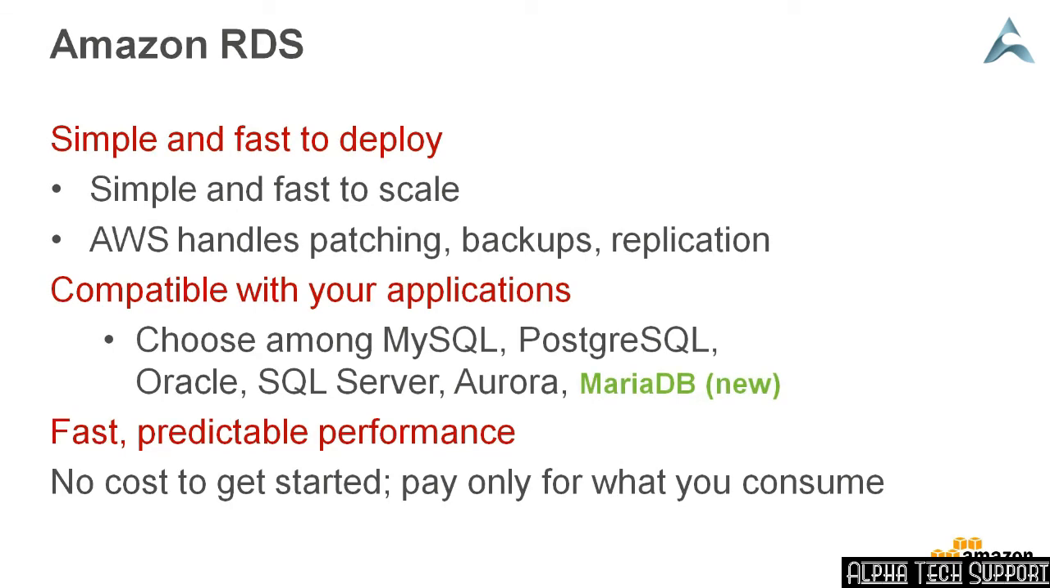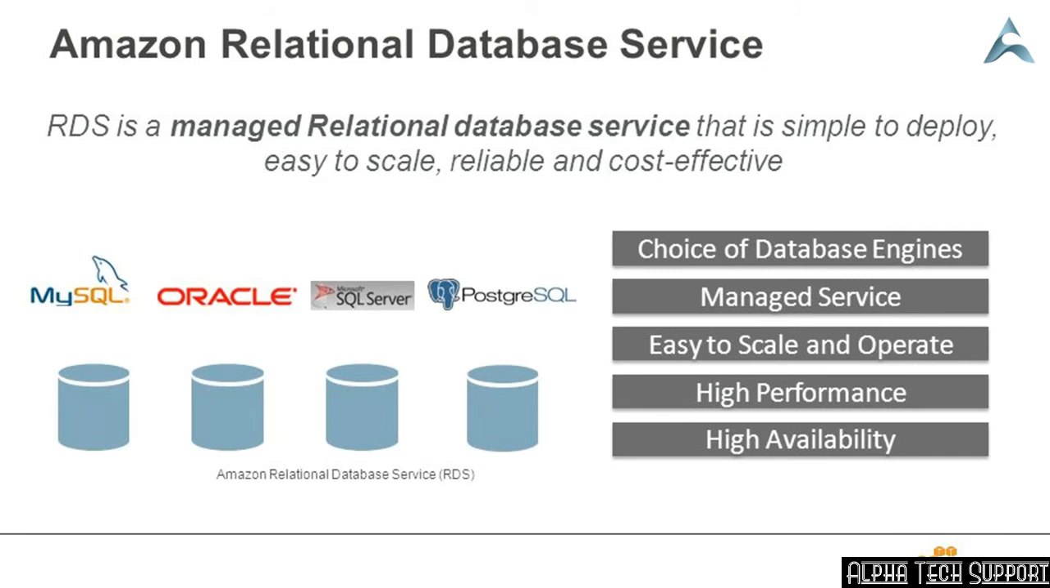Choose among the available databases. Amazon has its own database, that is Aurora, and the new one is MariaDB. It is fast, with predictable performance. You only pay for what you consume. That means pay as you go. No initialization cost.